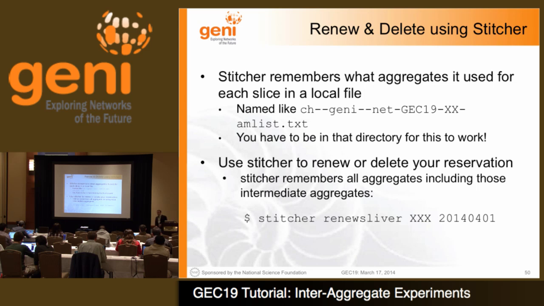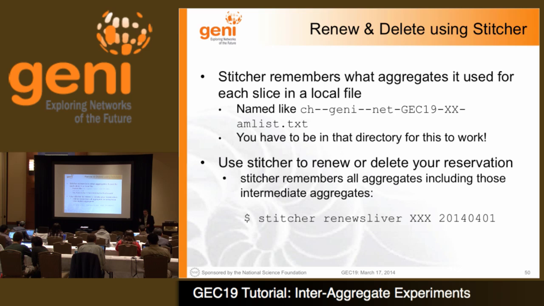Renewing and deleting. You've set up your thing. It's great. Don't forget to renew it before it goes away. Point 2. You've got stuff at aggregates where you didn't originally request stuff. You have resources now at ION or at MAX or Utah. A very common error is people forget to renew the resources there, and then say, I had stuff that worked yesterday. How come it doesn't work today? Because your circuit across ION expired.